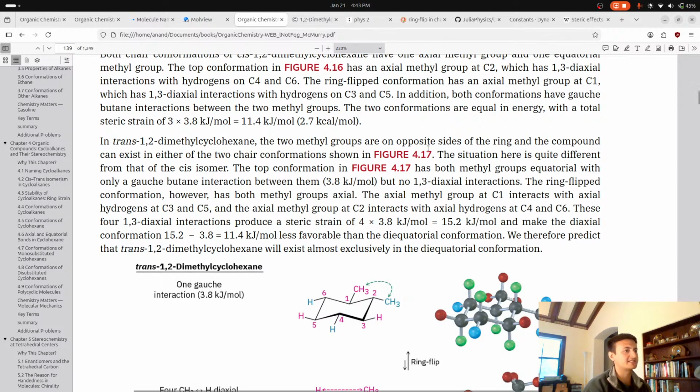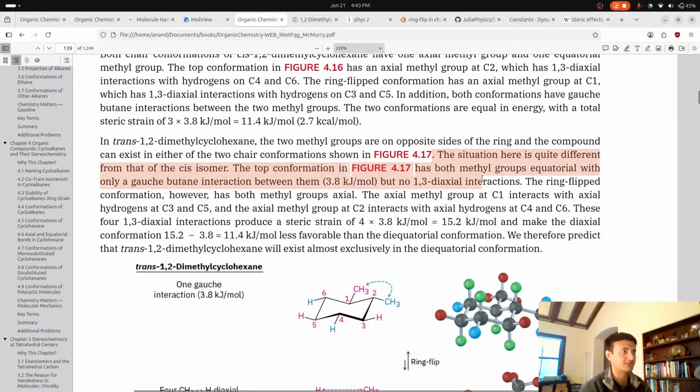Okay, my guess is that, oh, this is kind of the punchline, is that in this case the axial isomer is actually way better. That's what I'm going to guess, but let's read it. The situation here is quite different from that of the cis isomer.